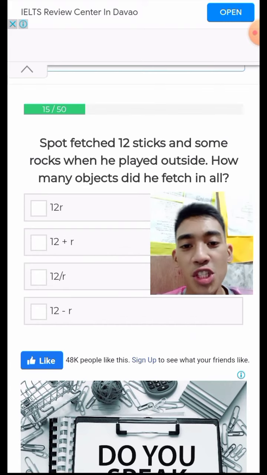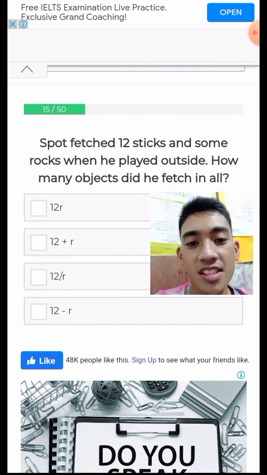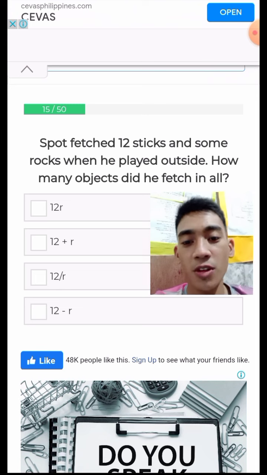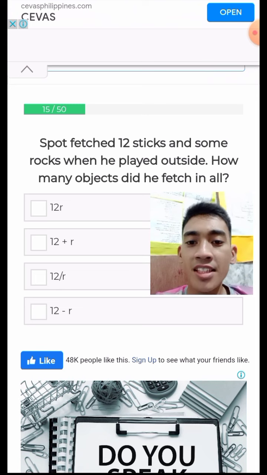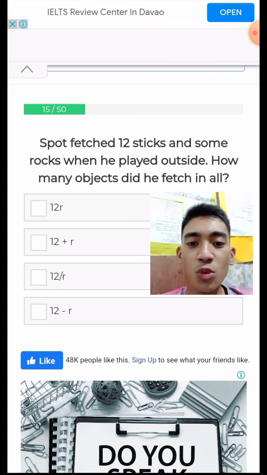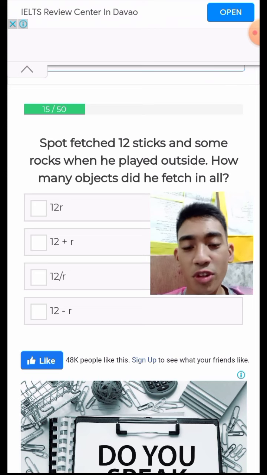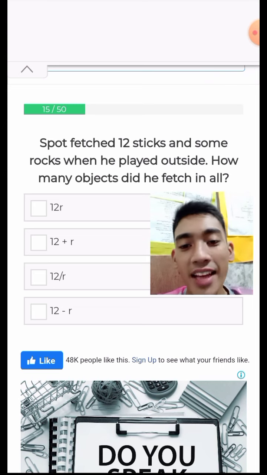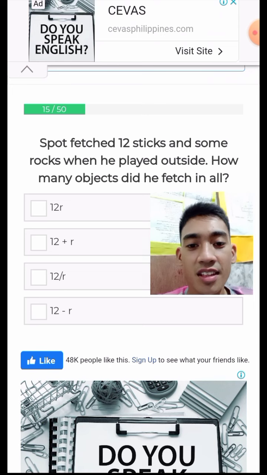Spot fetched 12 sticks and some rocks when he played outside. How many objects did he fetch in all? Spot fetched 12 sticks and some rocks. So therefore 12 plus some rocks. When he played outside, how many objects did he fetch in all? So 12 plus r.